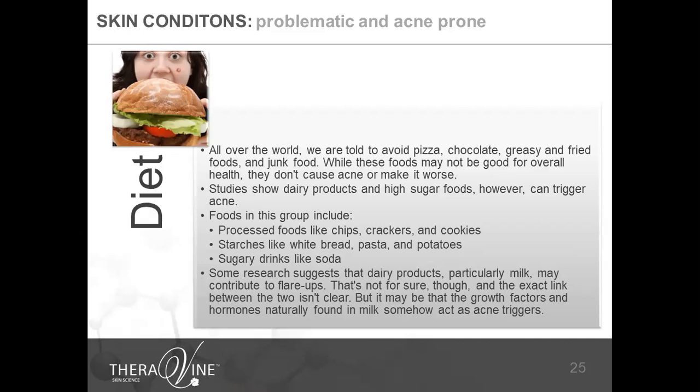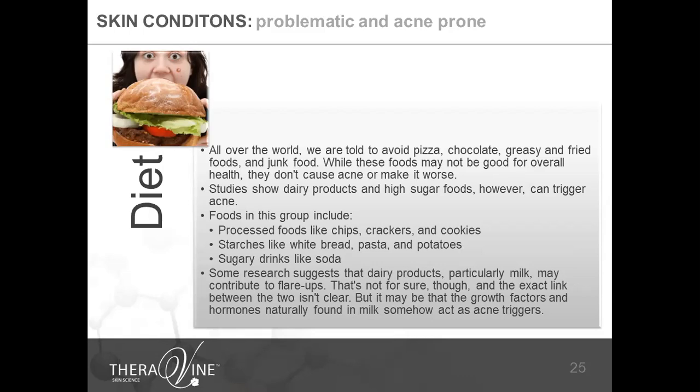So we say, avoid chips, crackers, cookies, your starches like white bread, pasta, potatoes, sugary drinks. And some research suggests that dairy products, especially milk, can contribute to flare-ups. It's not for sure, and the exact link between the two isn't clear, but it may be that the growth factors and hormones that are naturally found in milk somehow act as an acne trigger. Or it's literally your body going into an immune defense because you might be intolerant or allergic to that.